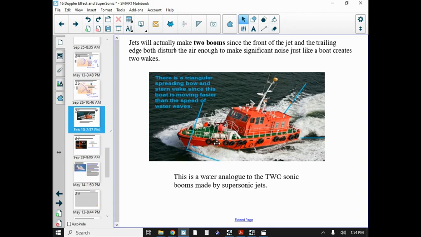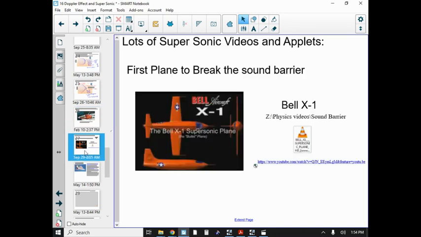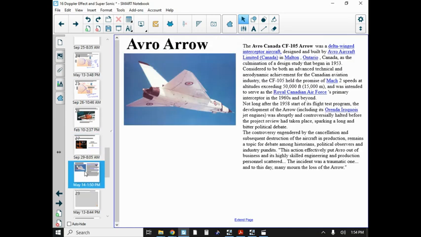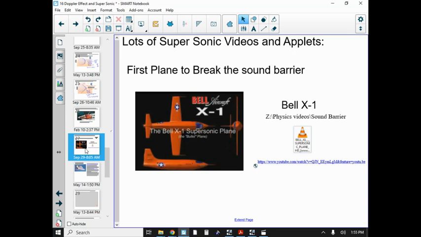There's a similar effect with boats. There's actually two sonic booms from boats. It's the bow wave and the stern wave. You can notice it when you're driving across the lake in a boat, and it's the same with breaking the sound barrier as well.